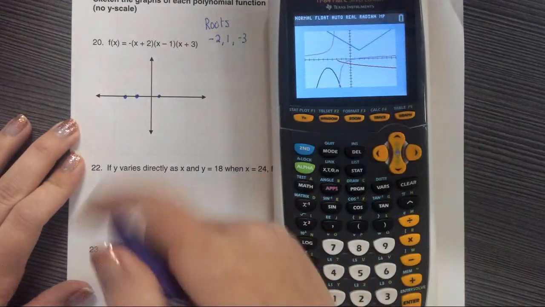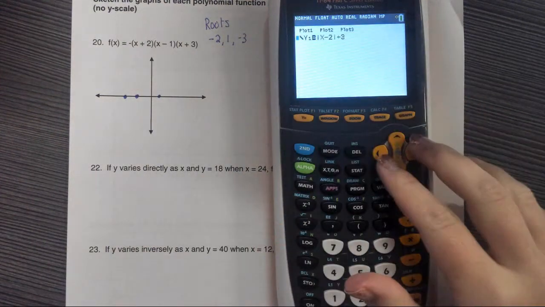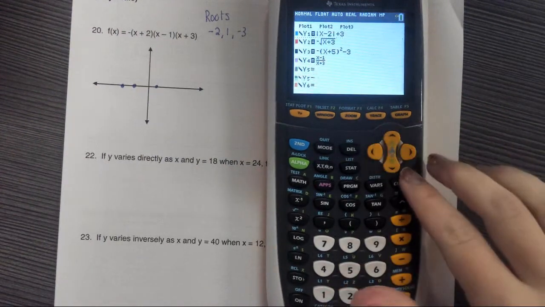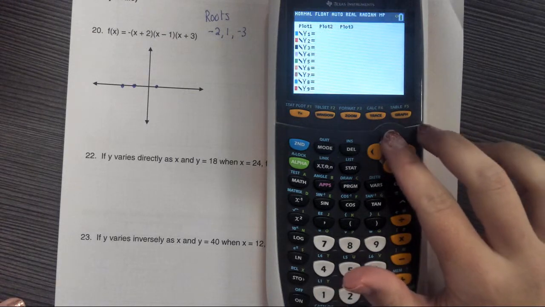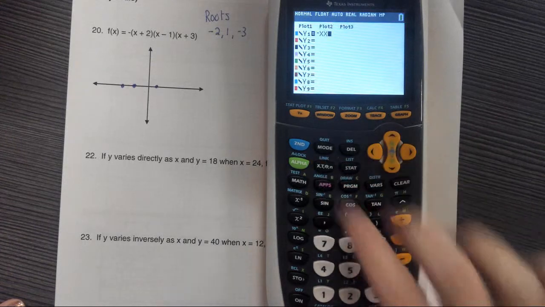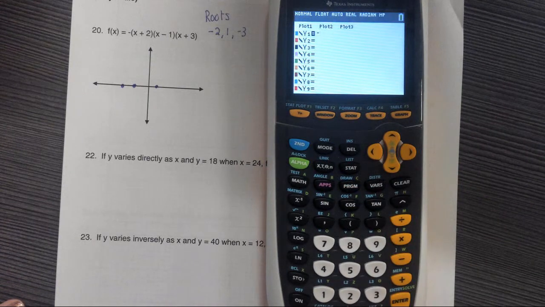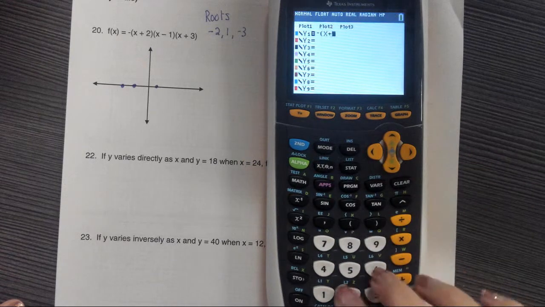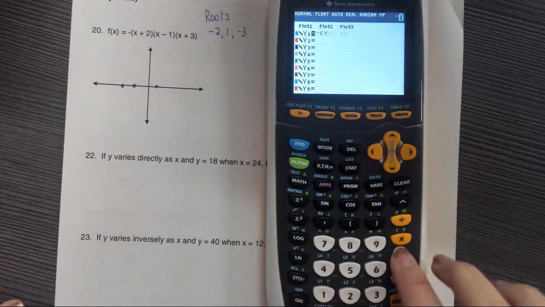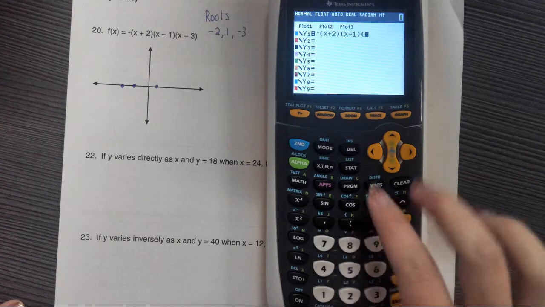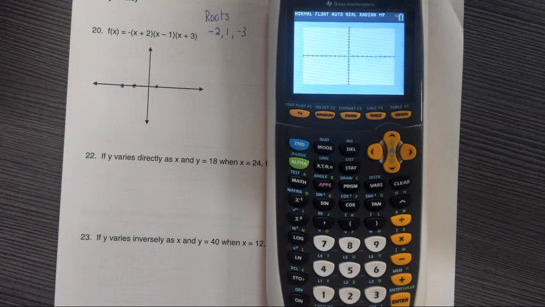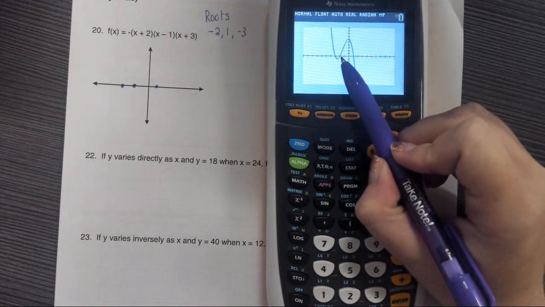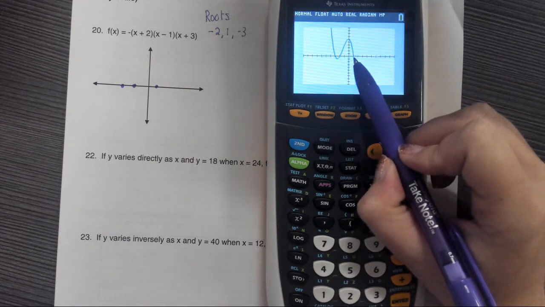Then if you're unsure what the graph looks like in between there, again, just go graph this whole function in y1. I'm going to have negative, and then negative parentheses x plus 2, parentheses x minus 1, parentheses x plus 3. So you can see it crosses at negative 3, negative 2, and 1.